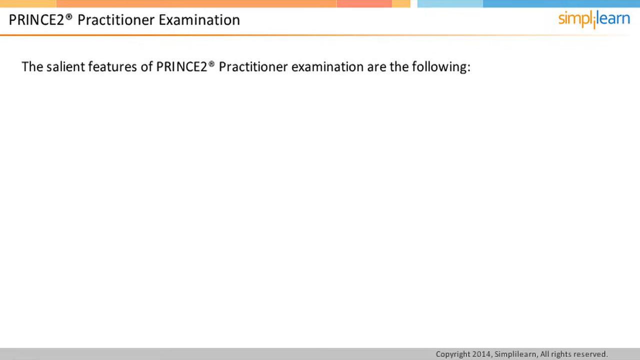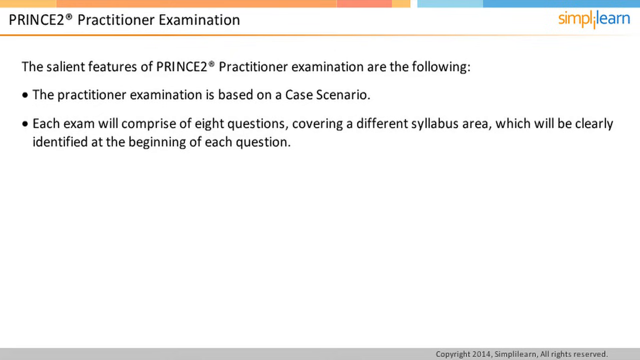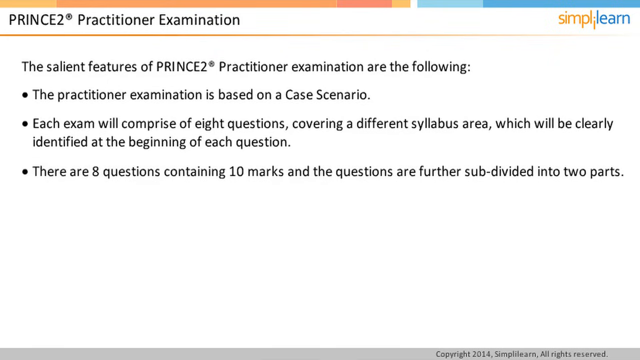The salient features of PRINCE2 Practitioner examination are the following. The Practitioner examination is based on a case scenario. Each exam will comprise 8 questions covering a different syllabus area, which will be clearly identified at the beginning of each question. There are 8 questions containing 10 marks, and the questions are further subdivided into 2 parts. The passing mark is 44 or 55%. The duration of the examination is 2.5 hours.